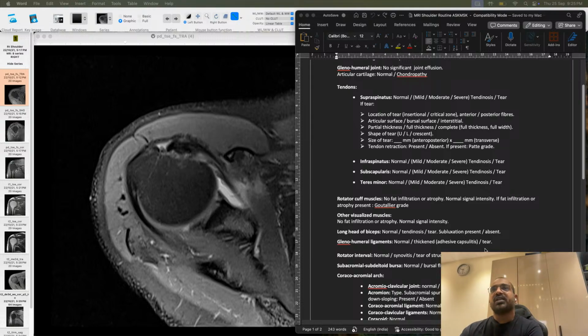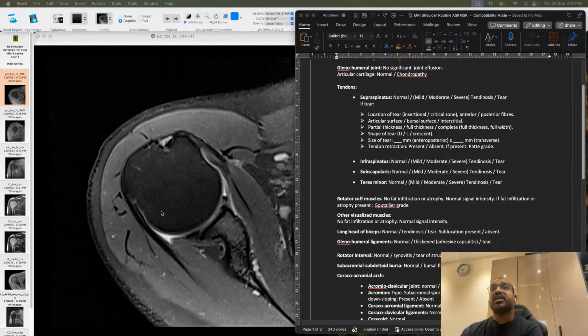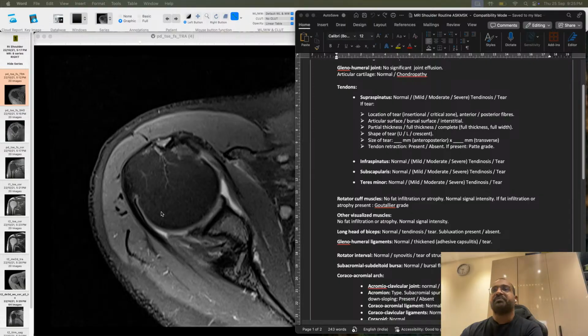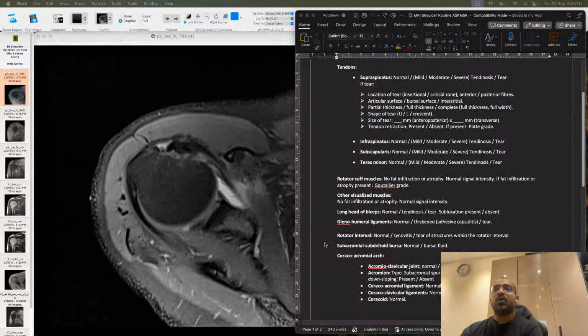So any tear, usually if it is an arthrogram, we can better depict them and better study them. Then the rotator interval, we have seen now, is it normal? There is synovitis or tear within the rotator interval, like a coracohumeral ligament tear, or is there any abnormal signal intensity in the rotator interval? We need to mention. Then we have the subacromial subdeltoid bursa. Also, if minimal fluid was there, we need to mention that.